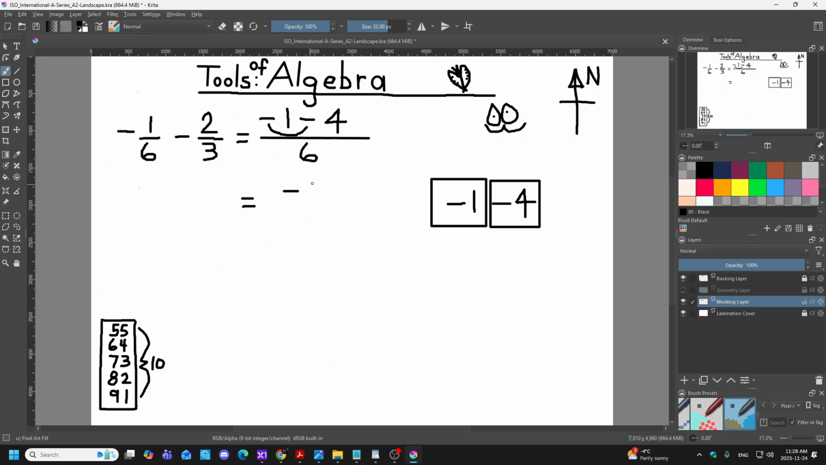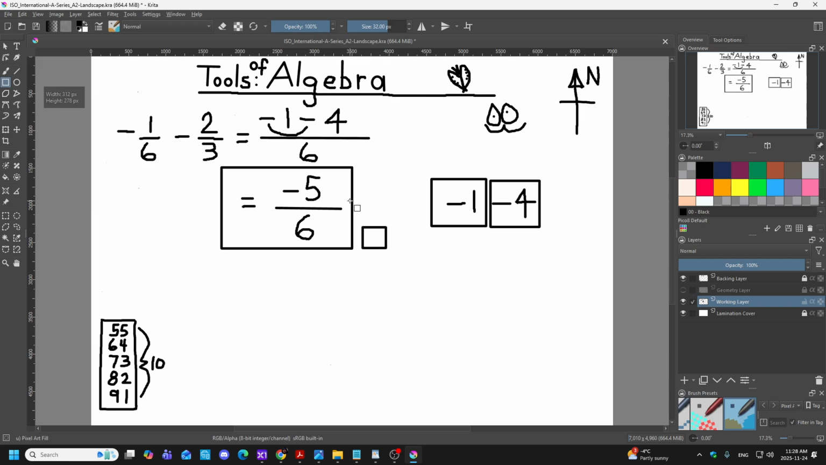All right, -5 over, and our common denominator is 6. Unchanged, right? So I know that is my final answer. Ignoring the sign, the next thing I would do is ask, can I reduce it? Is this reducible, right?